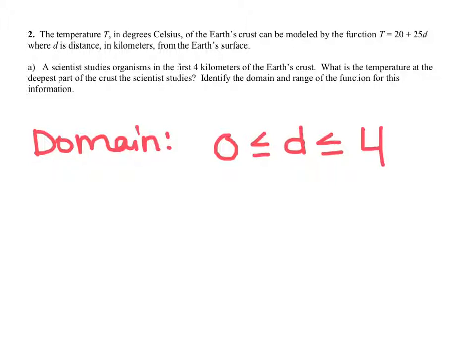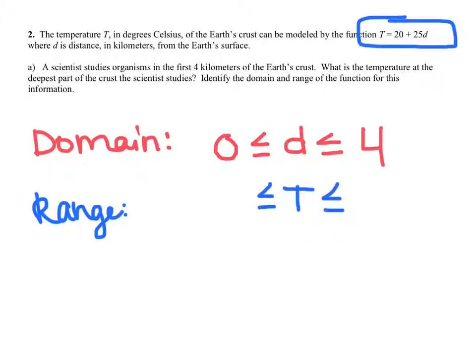To find the range, we have to do a little more math. So we actually have to figure out what is the temperature at each of these spots. We can do that by using the equation they gave us. So the first thing we can do is find the temperature when the distance is 0 by replacing d with 0. If we did that, 25 times 0 is 0, and then add that 20. So the temperature when you're 0 kilometers in the Earth's crust is 20 degrees Celsius.